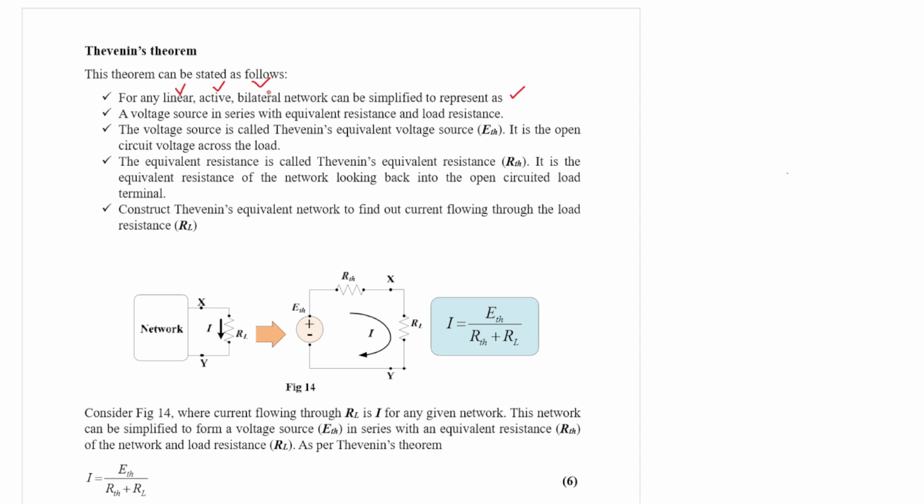Now, suppose we have any network. Then that network can be represented as a voltage source in series with the equivalent resistance and the load resistance. What is the statement? It's that we can represent the network this way.